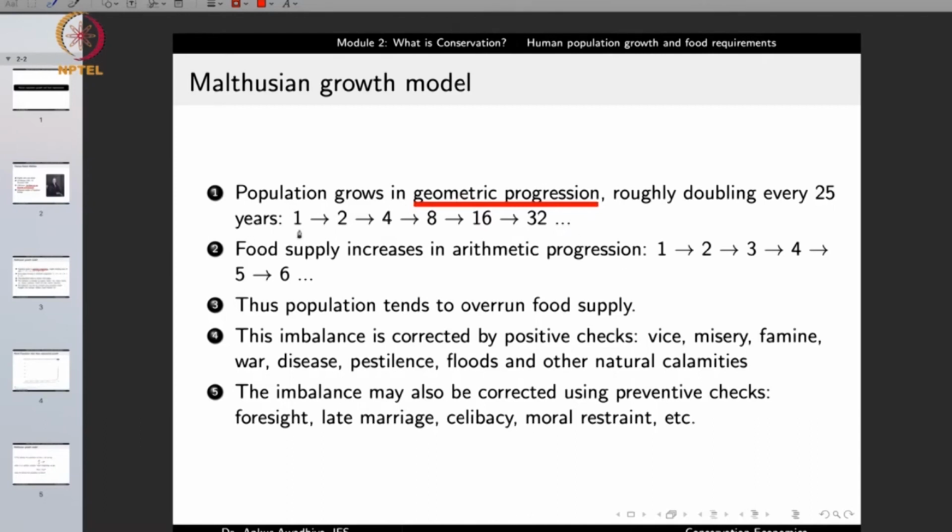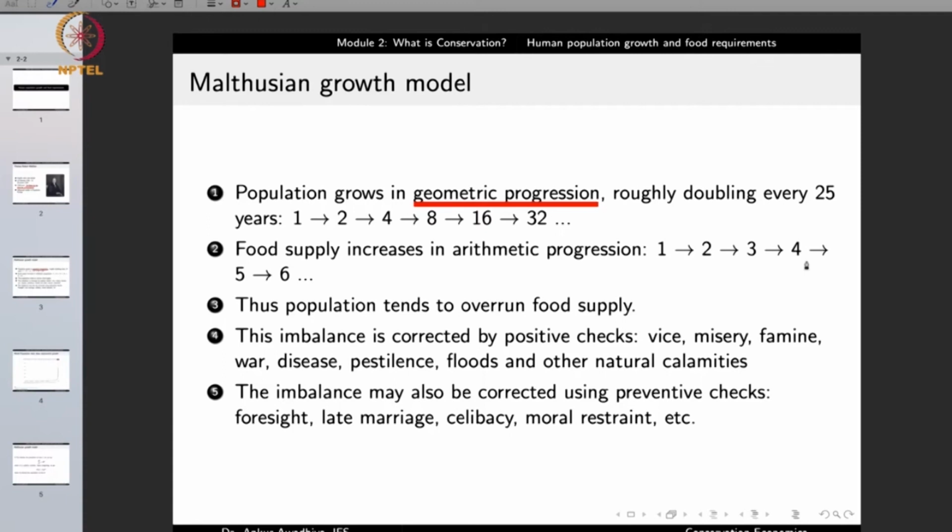Now, how much time does it take for this population to move from 1 to 2? And for this, Malthus said that it roughly doubles every 25 years. So, in 25 years, the population doubles. On the other hand, he observed that the food supply increases in arithmetic progression. So, in this year, suppose you have 10,000 tons of food. In the next 25 years, you will only increase it to 20,000 tons. In the next 25 years, you'll increase it to 30,000 tons. In the next 25 years, you'll increase it to 40,000 tons, and so on. So this is an arithmetic progression.